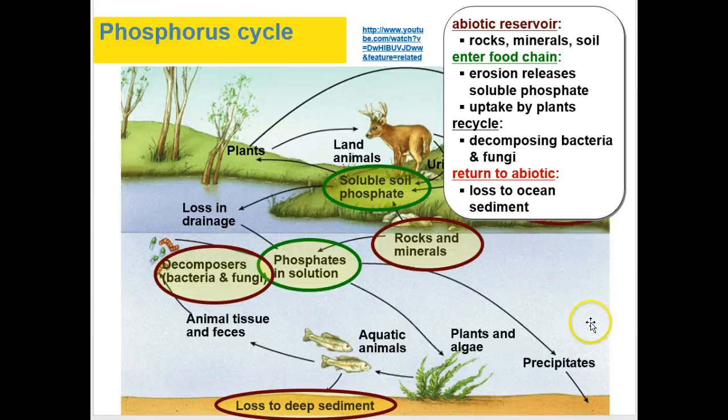Here's a chart to visualize our phosphorus cycle. The abiotic reservoir is rocks, minerals, and soil. It enters the food chain by erosion from water and uptake by plants. It's recycled by decomposing bacteria and fungi and returned to the abiotic reservoir by loss to ocean sediment.